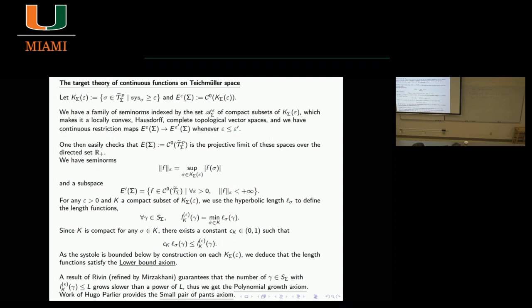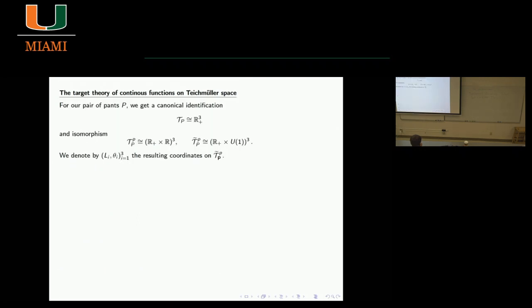And so this here allows you actually to deduce the lower bound axiom, and then the result of Ravine, which was defined by Miyazakani, guarantees that you get the polynomial growth axiom. And then there's work by Hugo Parlet that actually shows that the small pair of pants axiom is satisfied. So Teichmüller theory defined this way here gives us a perfect target theory for the situation. And so now let's look at the small things that we need.